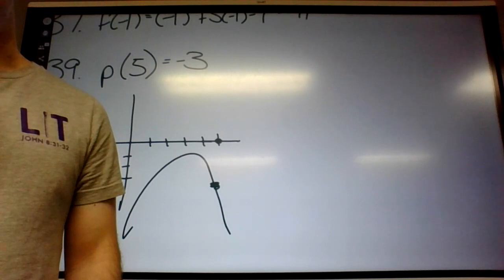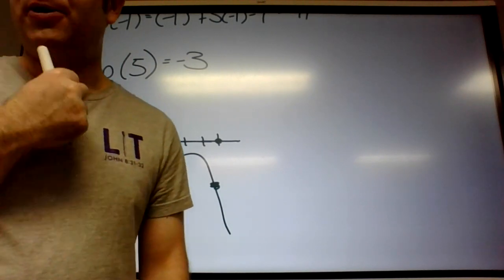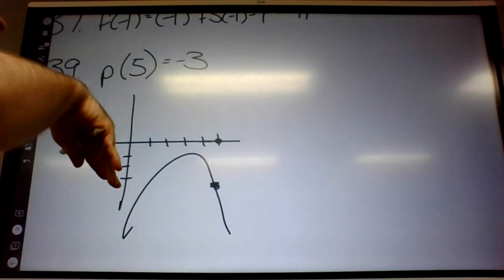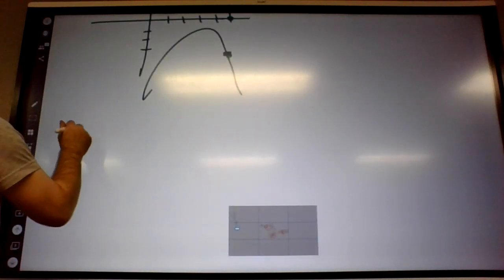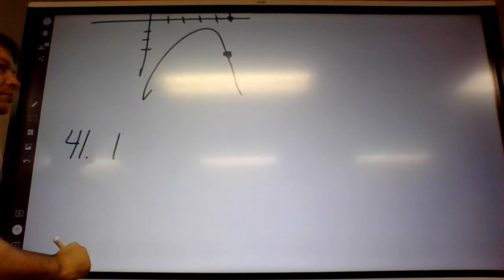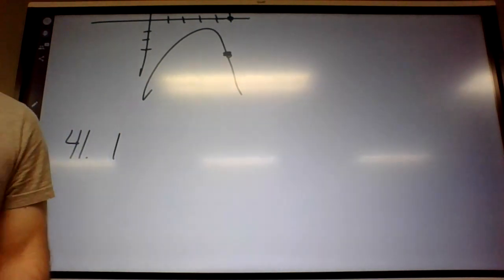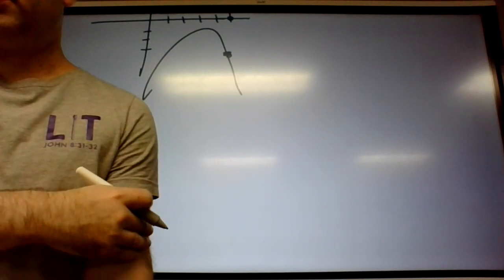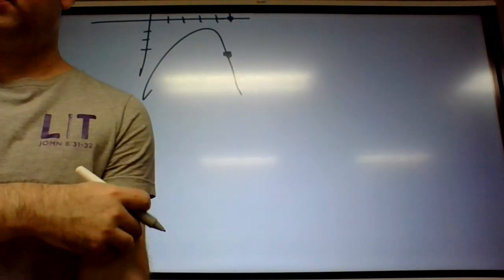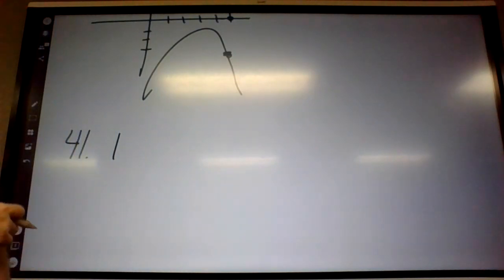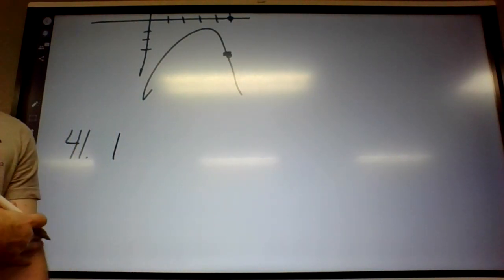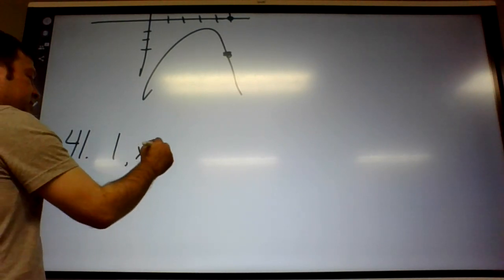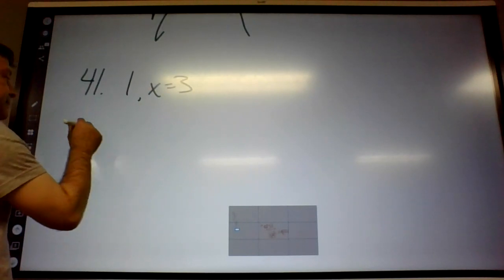41, what's the maximum of the function? So the maximum is how high does the function go? Yeah, the maximum y value is 1. Okay, there's kind of a second question. What's the x value that produces the maximum? And that would just be when x is 3.